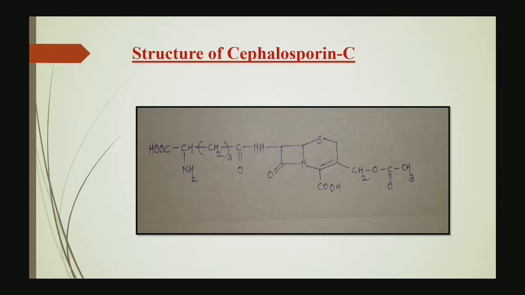So on the basis of the above results, Abraham and his co-workers assigned the following structure to cephalosporin C, and the structure is here. Here we see the carboxylic group, and here is the structure of cephalosporin C.